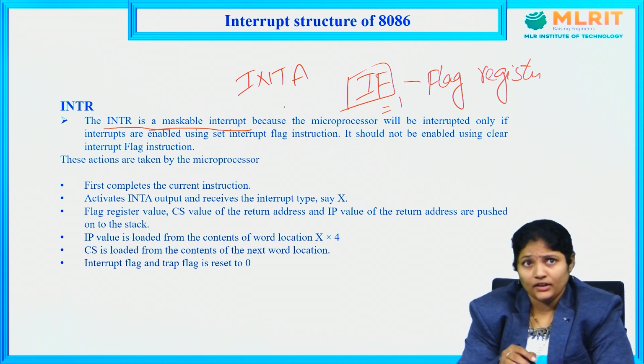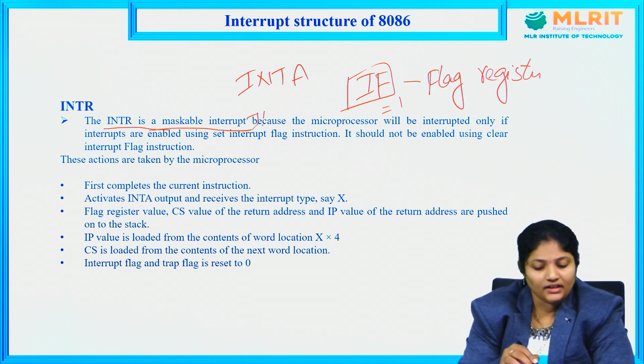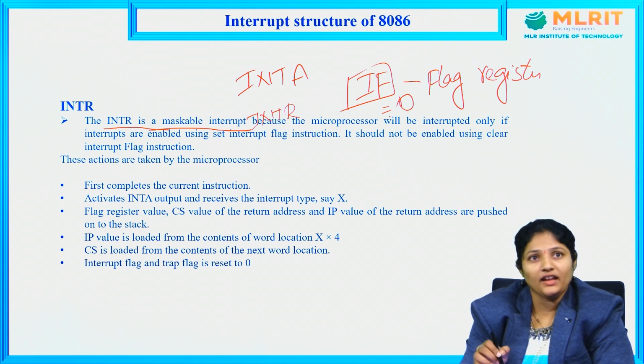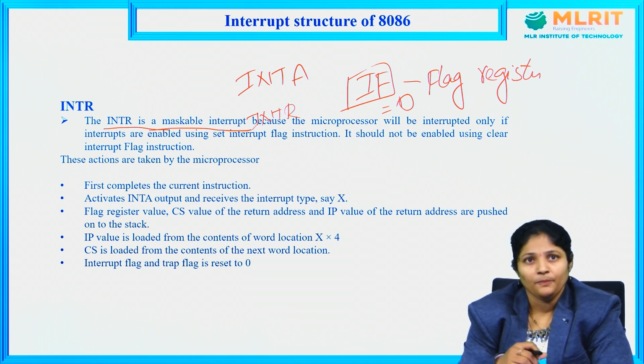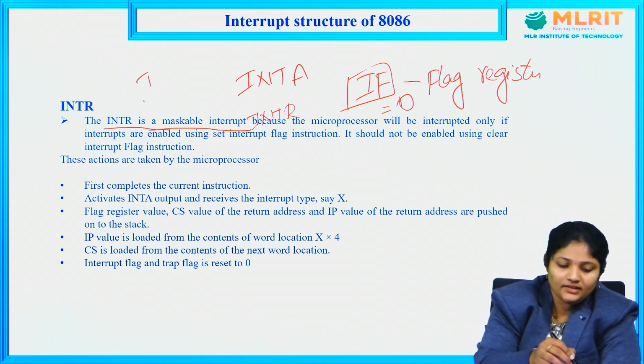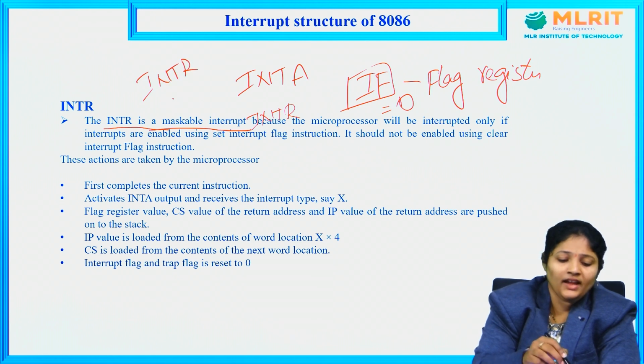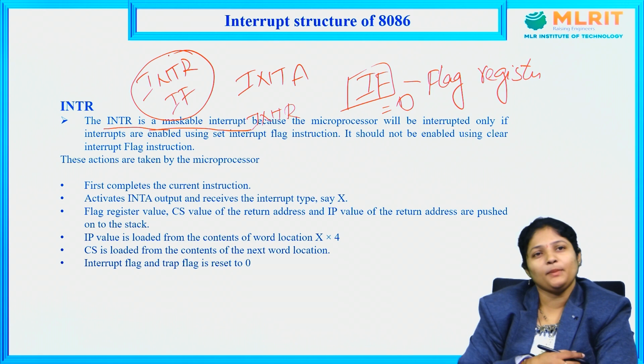If the interrupt request is there, INTR is there, but IF equals 0, the interrupt flag is disabled, then the microprocessor will not entertain the interrupt and will execute the normal main program itself. If INTR is enabled and IF is also enabled, for these two conditions, the microprocessor needs to accept the interrupt and perform the interrupt request.